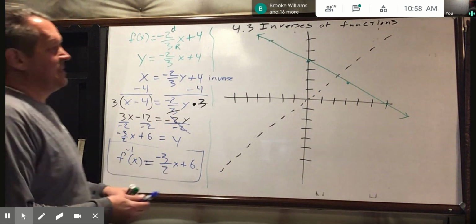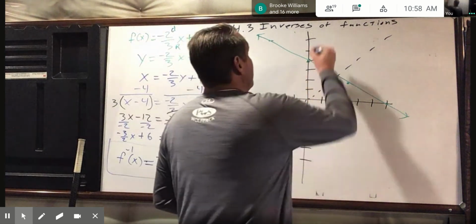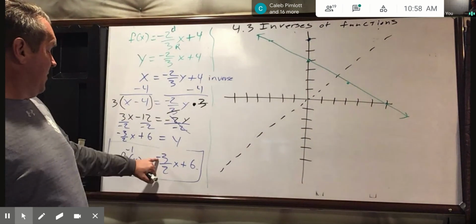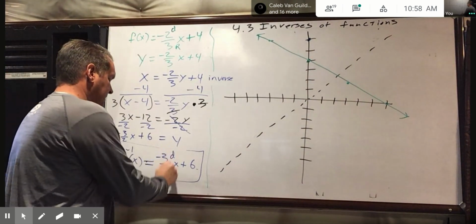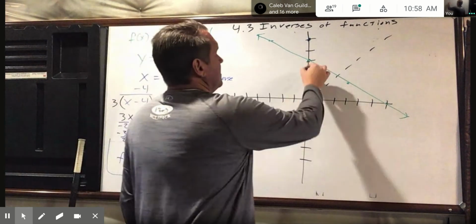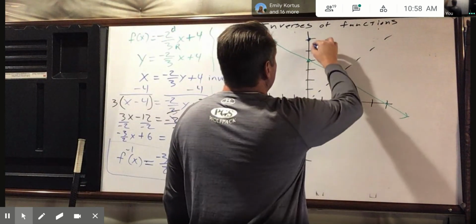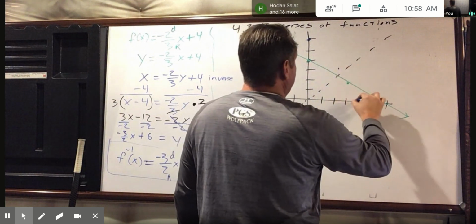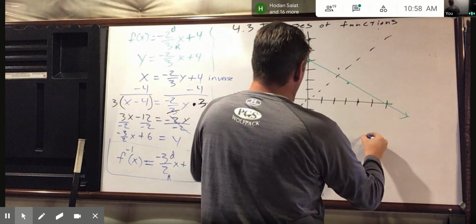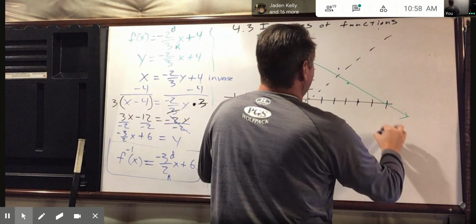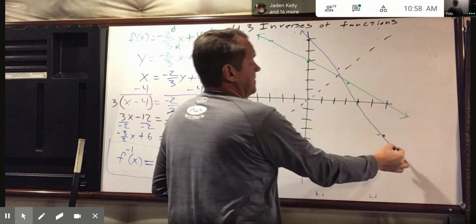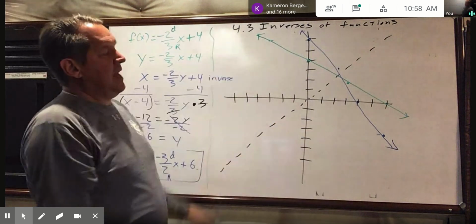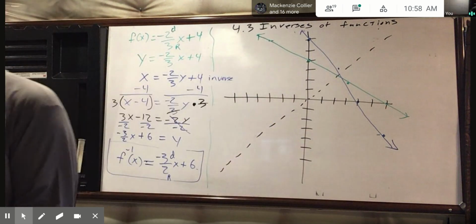We're going to start up 6. Positive 6 is up here. All right. We are going to go down 3, right 2. Down 3, right 2. Right about here. Down 3, right 2 puts us here. Do it one more time. All right. As you can see, they're both functions again. They meet over that line, reflecting, and it's done.